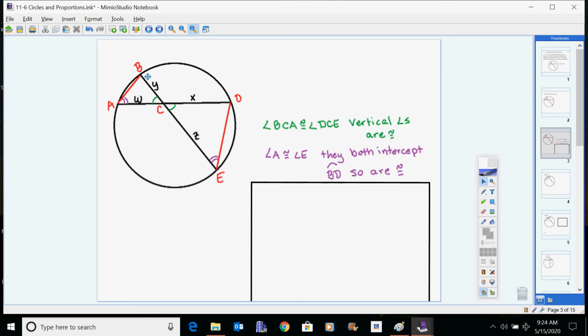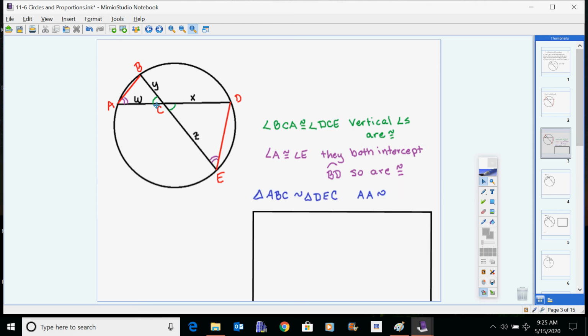Okay, so here's another one. This one and this one, they are congruent angles because of what we know about intercepted arcs. Angle E intercepts arc BD, and so does angle A. We don't have to know how many degrees it is, but we know that they're equal because they intercept the same arc.